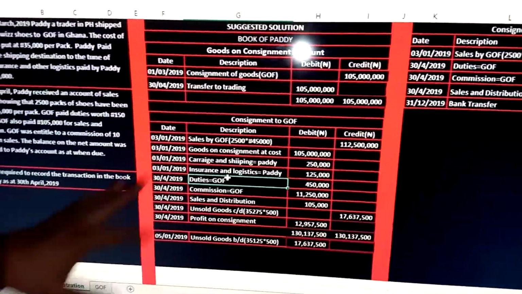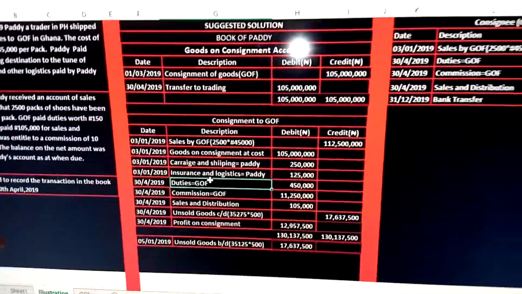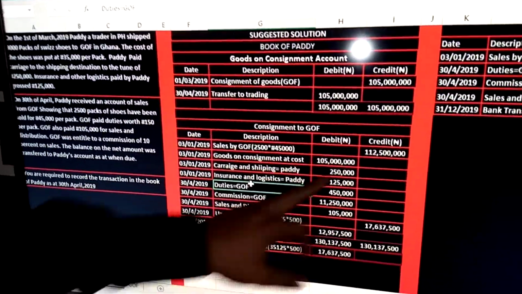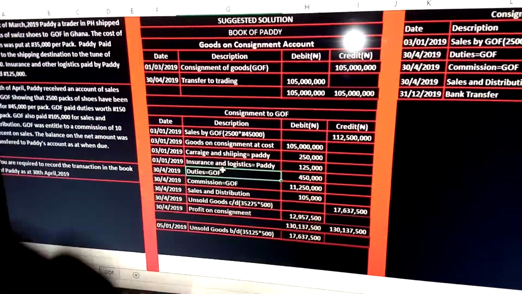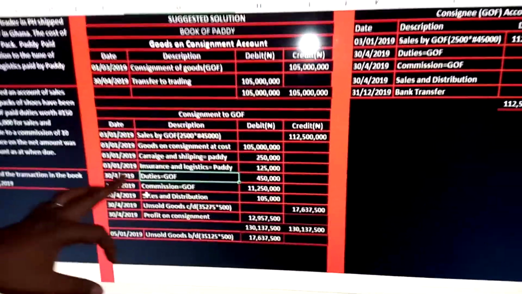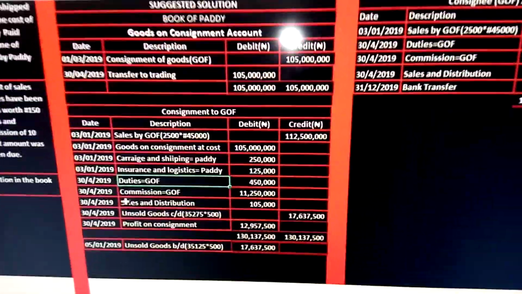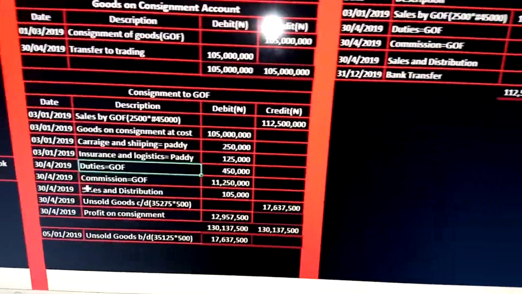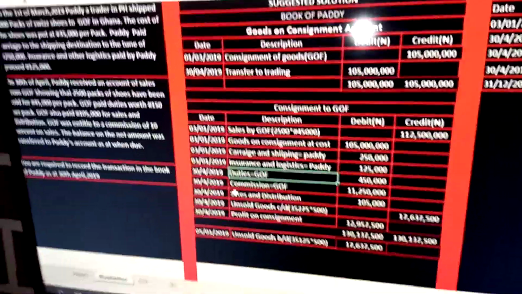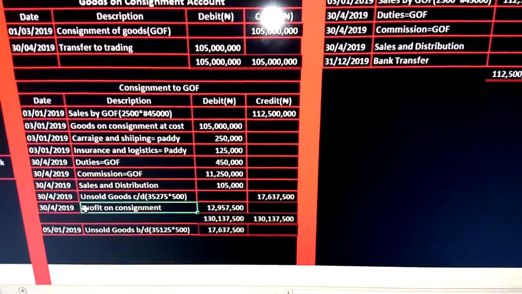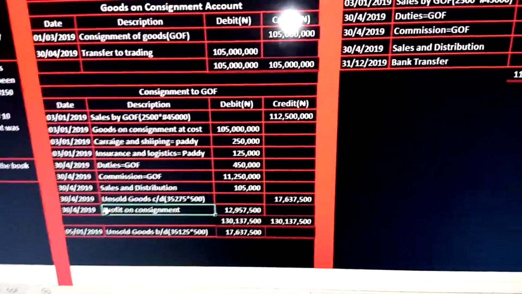Then the next one, the commission payable. They said GOF was entitled to a commission of 10% on sales. So 10% of the sales is 11,250,000. Then there is sales and distribution. They said GOF also pays sales and distribution of 105,000. Now, here is the logic, here is the point.